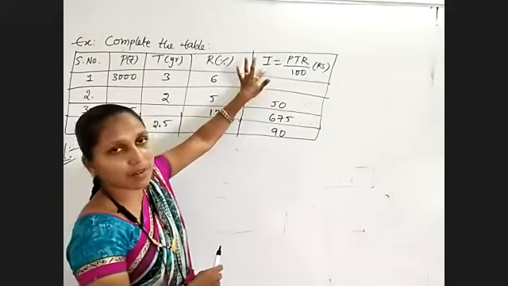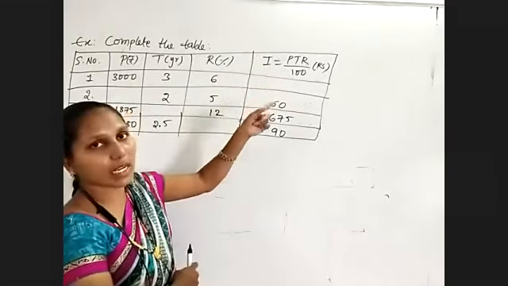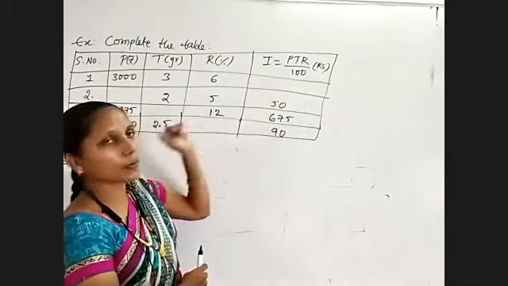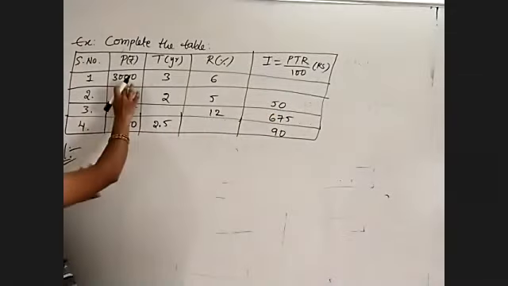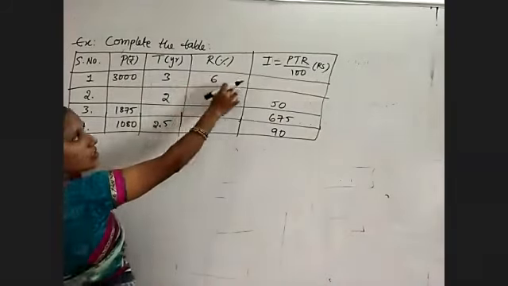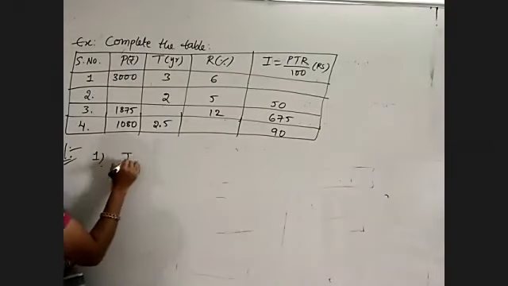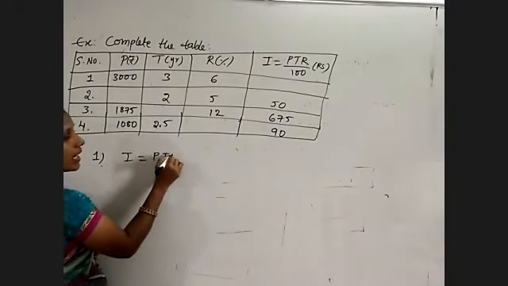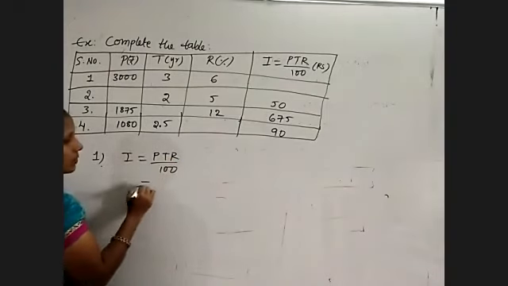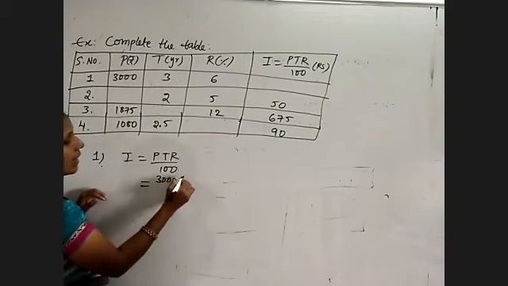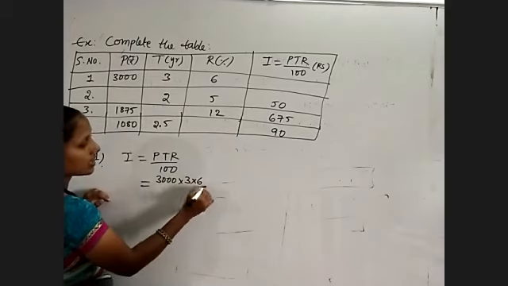And interest formula also they are given, PTR by 100, means simple interest we have to find, and its units are rupees. So observe the first problem. P, T are given. So I value we have to find. So for first problem we have I is equal to PTR by 100. From the table it is very clear that P value is 3000 rupees and T value is 3 and R value is 6 by 100.